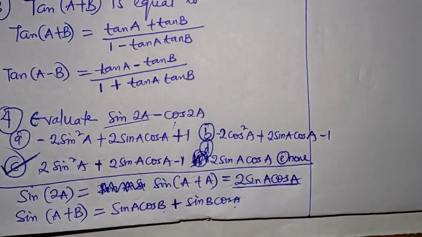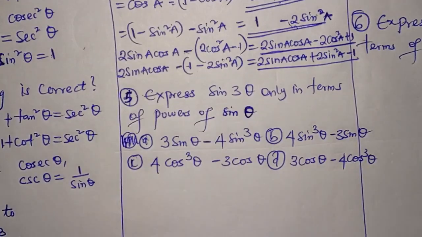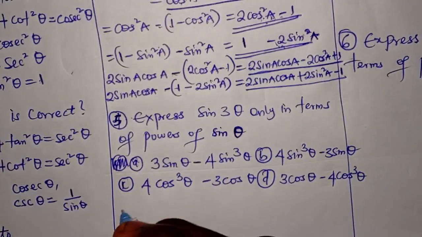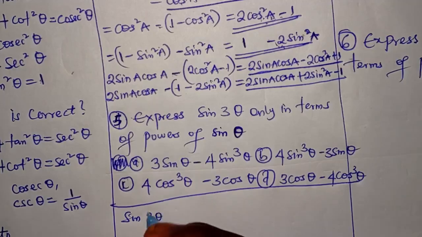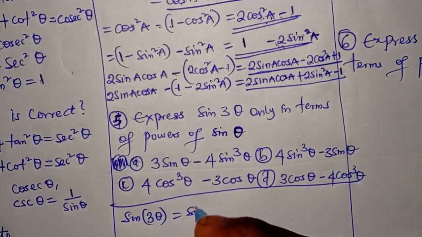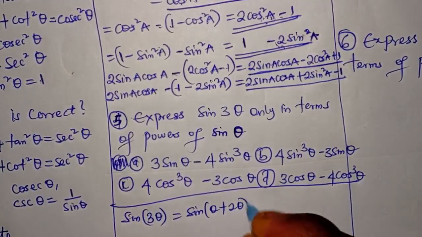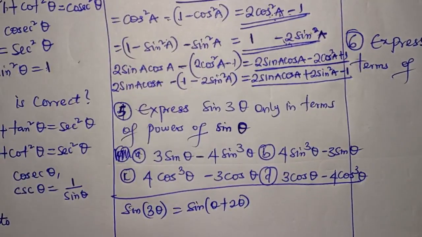Option C. Alright. Question 5 says, express sine 3 theta only in terms of powers of sine theta. Okay, let's do this. Now, sine 3 theta is equal to sine(theta plus 2 theta). Do you agree? Because theta plus 2 theta will give me 3 theta.